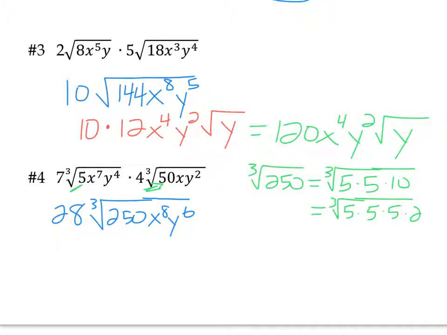Remember, this is a cube root. So now I've got these 3 5s here. Right? 5 times itself 3 times. I'll be able to bring that outside the radical sign. So if I come back over to my original problem here, I'm going to have the 28 times, then I'm going to bring out a 5 because I can take a 5 out of that cube root because it's 5 times 5 times 5.